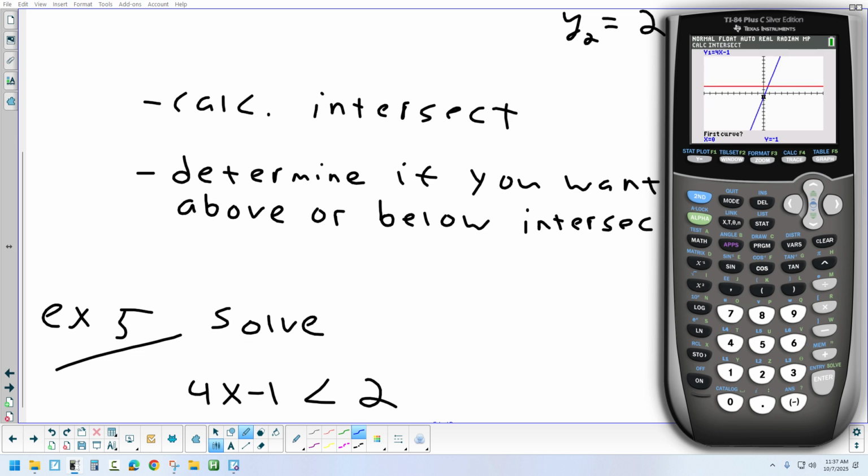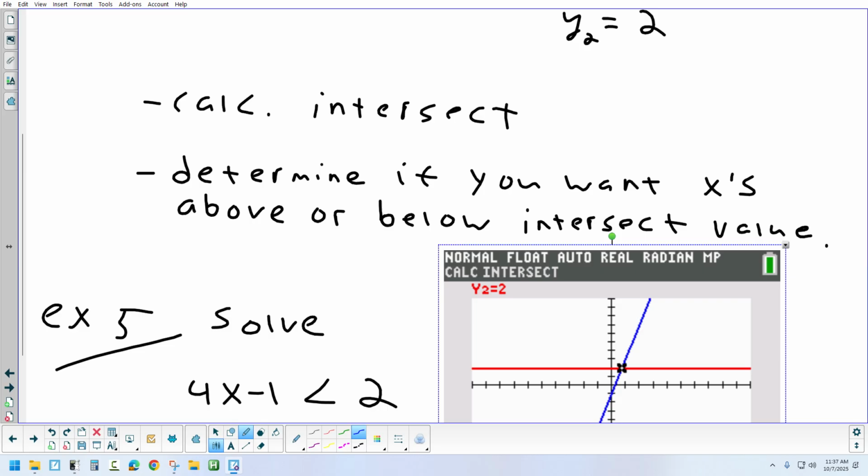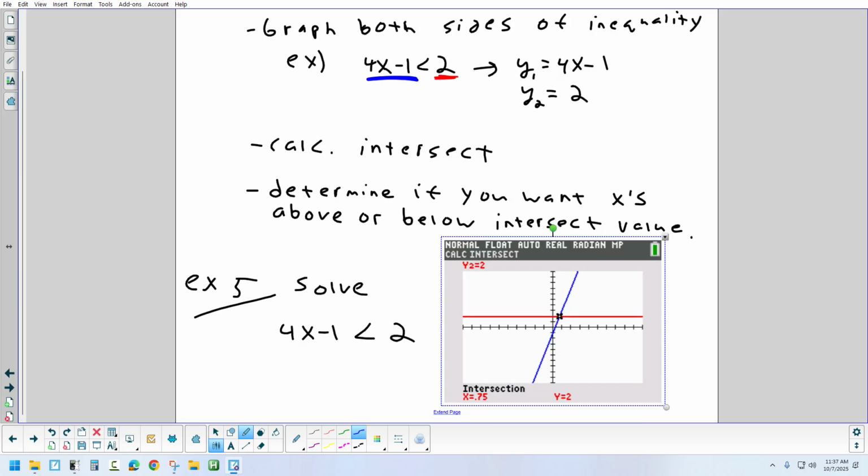Because they're lines and they only cross in one spot, and there's only 2 of them, pretty much just hit enter 3 times. Okay, so there's our intersection, 0.75. Now we want to know where, if you look at it in terms of the colors, the blue graph is less than the red graph. Where is the blue graph underneath the red one? That's in this section, right there.